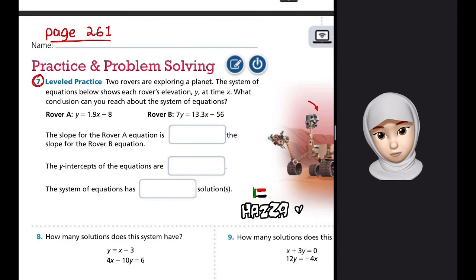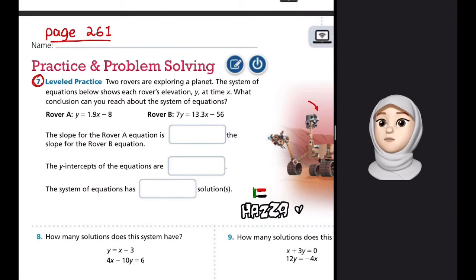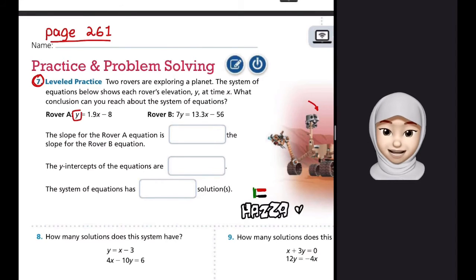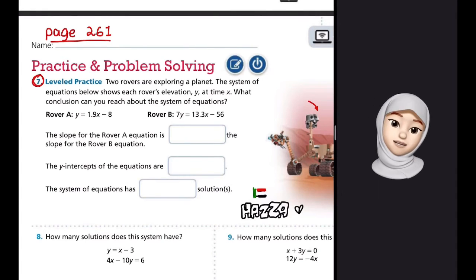Now let's go back to our question. You have two equations for two rovers on that planet. For a system of equations, as we know, you have to find the same variables in each equation. In the first equation, the variables are x and y, and in the second equation also, the variables are x and y. So yes, it's a system of equations.